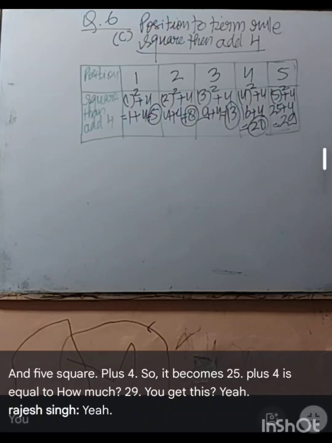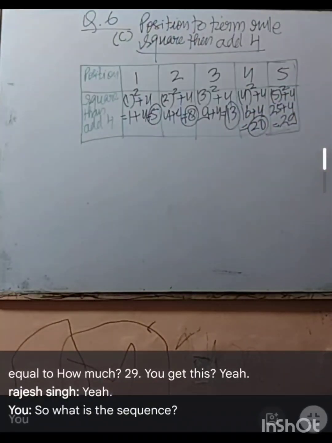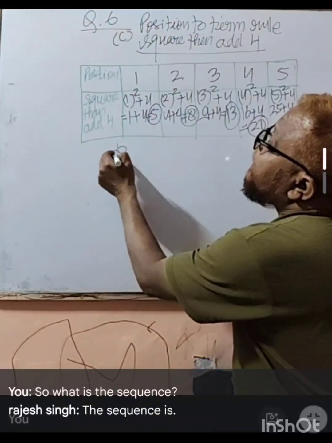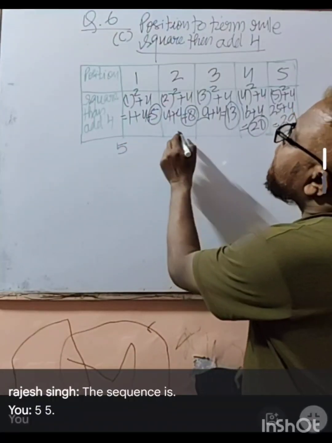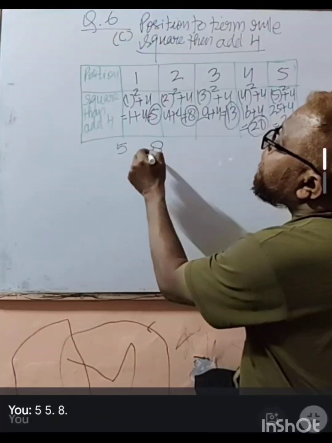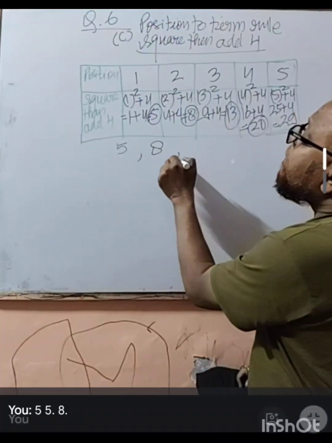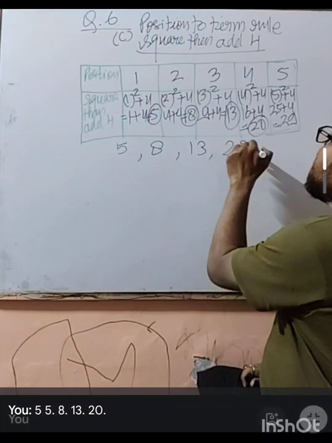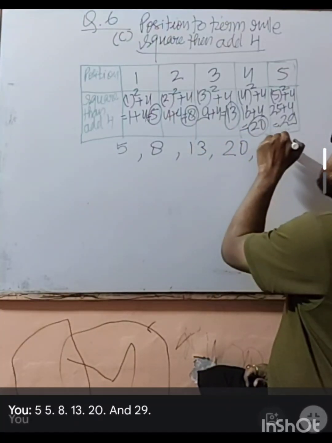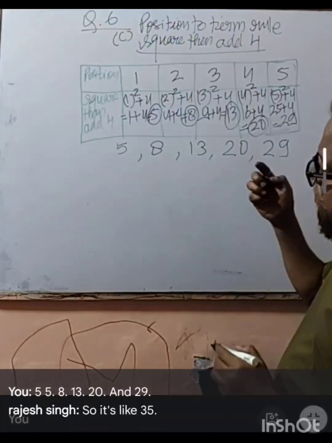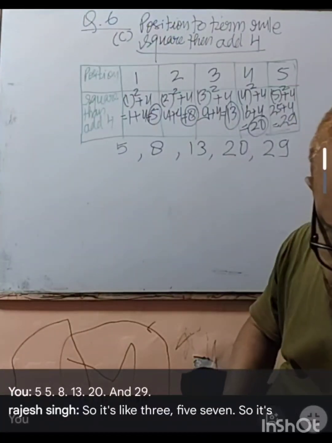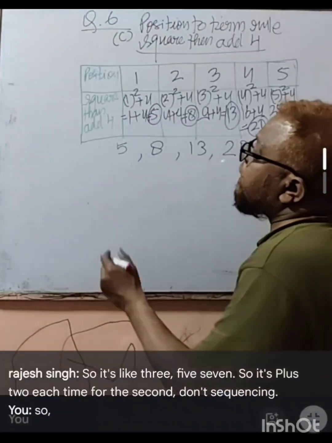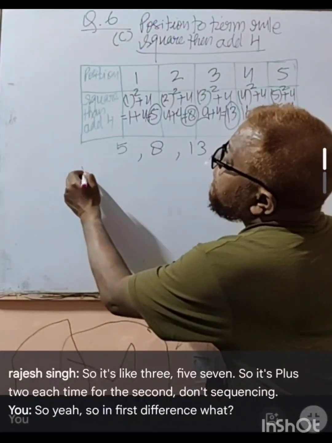So what is the sequence? The sequence is 5, 8, 13, 20, and 29. So in the first difference, what do we get?